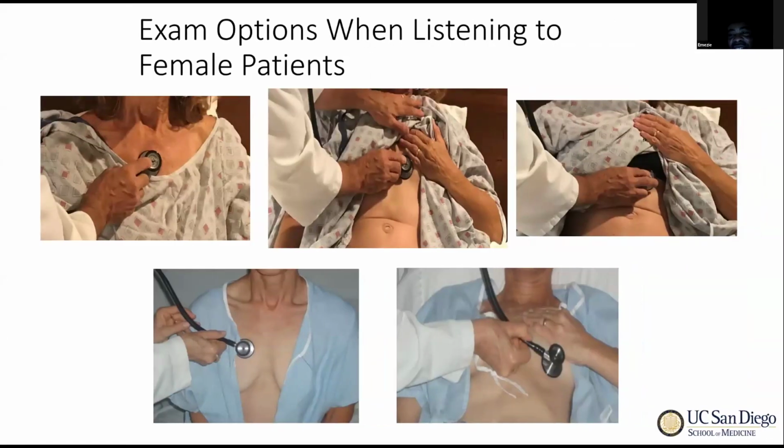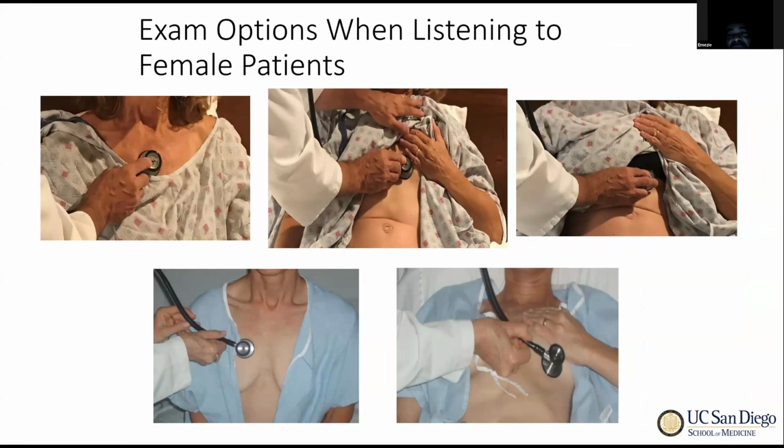So this is the right thing to do. You must expose and look directly at where you are placing the stethoscope. Expose, look at where you are placing the stethoscope. So you can see the first place we are placing the stethoscope is the aortic area. So that's the first place to listen to.